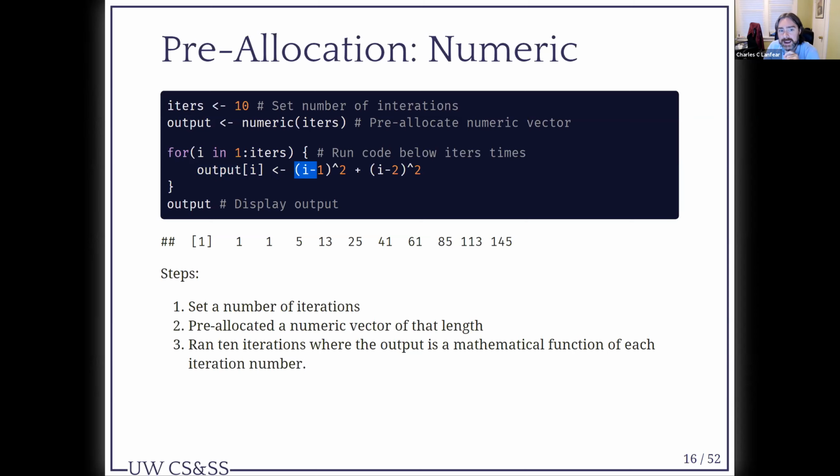So what it's done is it's filled each value of the output numeric vector with the result of this mathematical formula. And the idea here is instead of just printing it to the console, it's written it one element at a time to output, and then I display output. Okay? Does that make sense? We pre-allocate a vector, we write results to it, and then we can do what we want with the results.